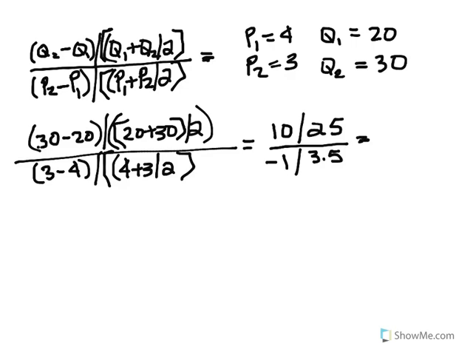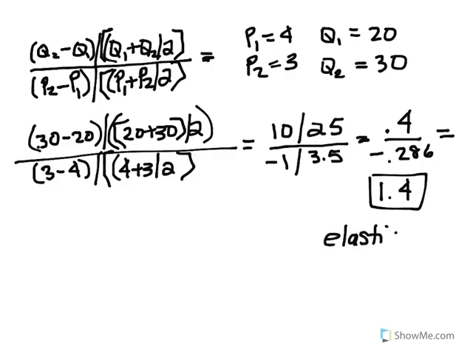So we can just continue to do the math out. 10 divided by 25 is 0.4. Negative 1 divided by 3.5 is negative 0.286, again depending on how you round. And then we're just going to do that math out again and drop the negative sign. So 0.4 divided by 0.286, we end up rounding to 1.4. So the elasticity of demand between the price points of $3 and $4 is 1.4. So that means that my demand for gasoline between those price points is elastic because I came up with a value that was greater than 1.